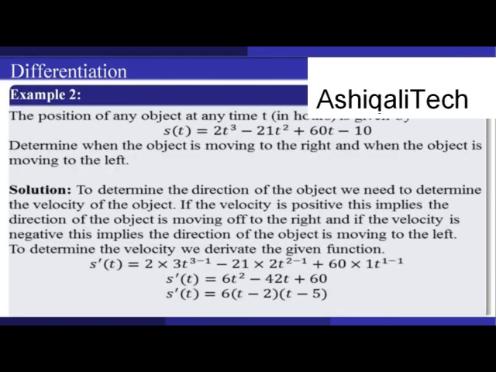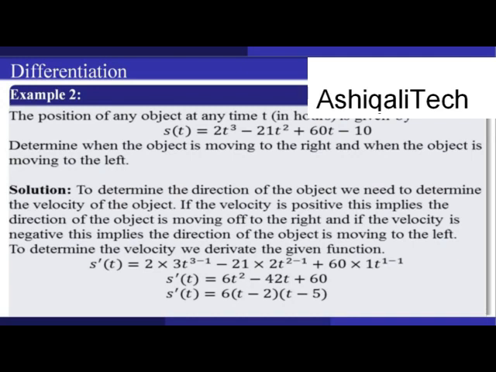Dear students, next we see another example. The position of an object at any time t, which is given in hours, is given by s of t equal to 2t cube minus 21t square plus 60t minus 10. Determine when the object is moving to the right and when the object is moving to the left.